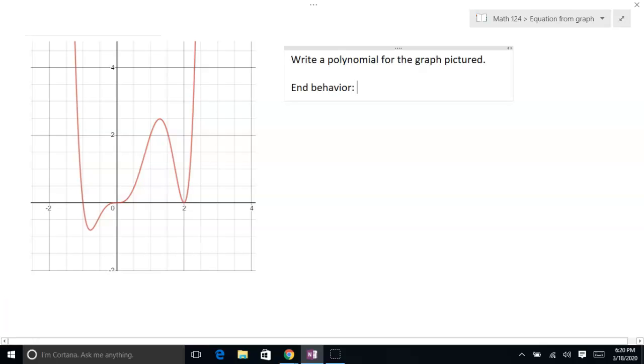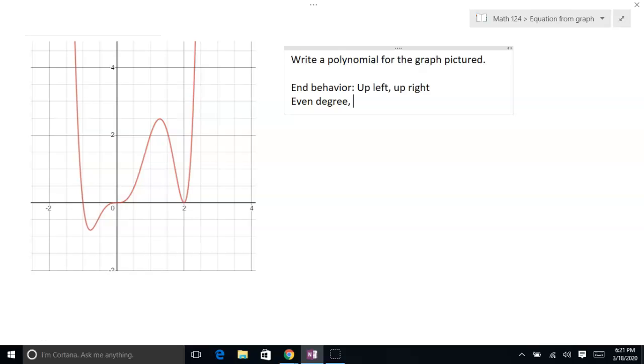As I go to the left, as my x values go to the left, my graph is going up. So I'm going to say up left. As my x values go to the right, my y values, my graph, is also going up. So I'm going up on both ends. Well, up both left and right says that my degree is going to be even, similar to y equals x squared.